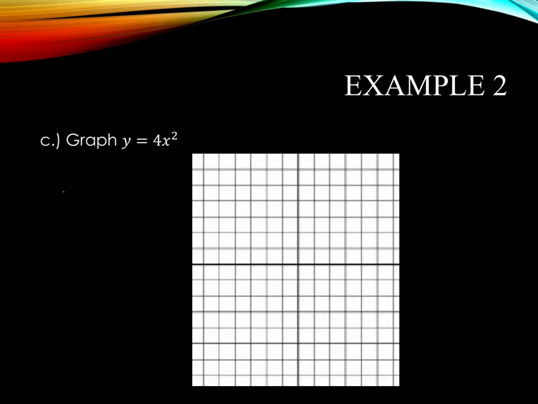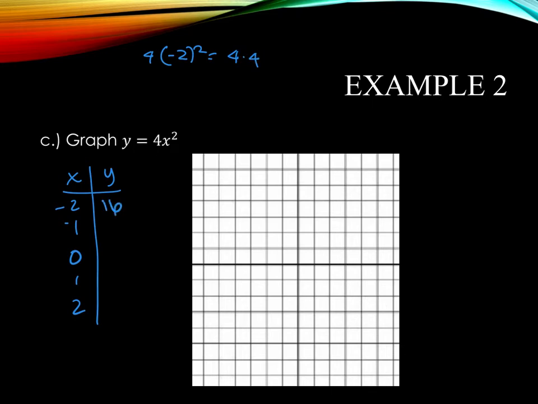And for my final part of example 2, I now have y equals 4x squared. So I'm going to create my table, and I have x and y, -2, -1, 0, 1, and 2. And I really have 4 times a -2 squared, which gives me 4 times 4, or 16. Then I have 4 times a -1 squared, which is going to give me 4 times 1, or 4. If I plug a 0 in, I'm going to get 0. If I plug a 1 in, I'll get 4. And if I plug a 2 in, I'll end up with 16.